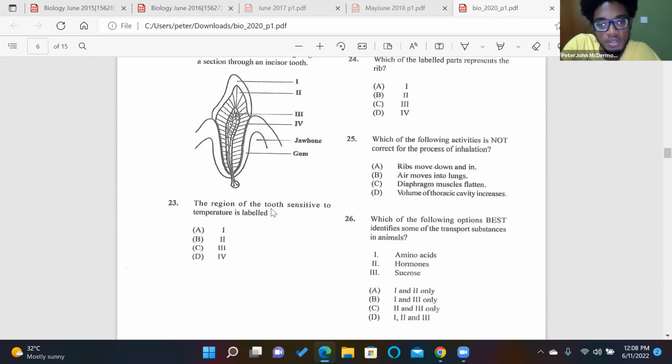The region of the tooth sensitive to temperature is labeled what? Let me look. Yeah, which region is sensitive to temperature?